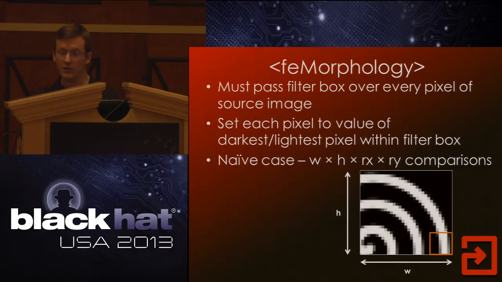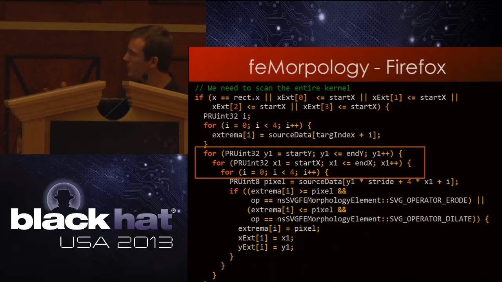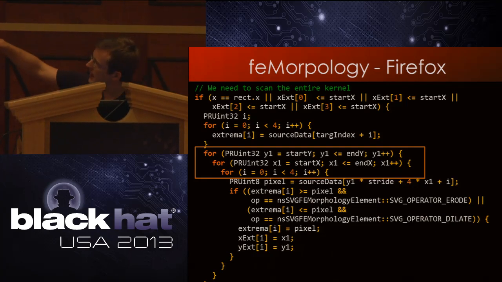But in Firefox, there's this optimization to speed things up a bit. So this is the source code from the FE morphology filter a year or so ago in Firefox. And you don't need to understand the whole thing. But basically, the code on the screen at the moment is the slow, non-optimized case. And in this case, you see those two for loops. Those are going through that entire box, Rx times Ry. And the inner loop is doing RGB and alpha. But you see there's three for loops there.